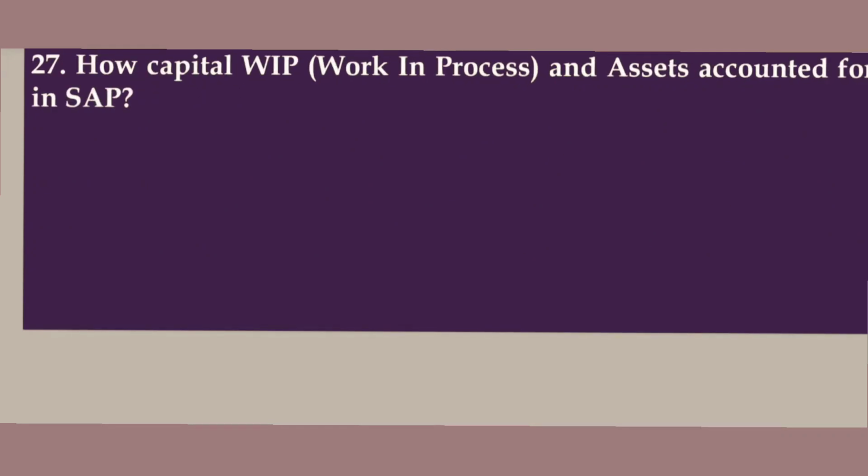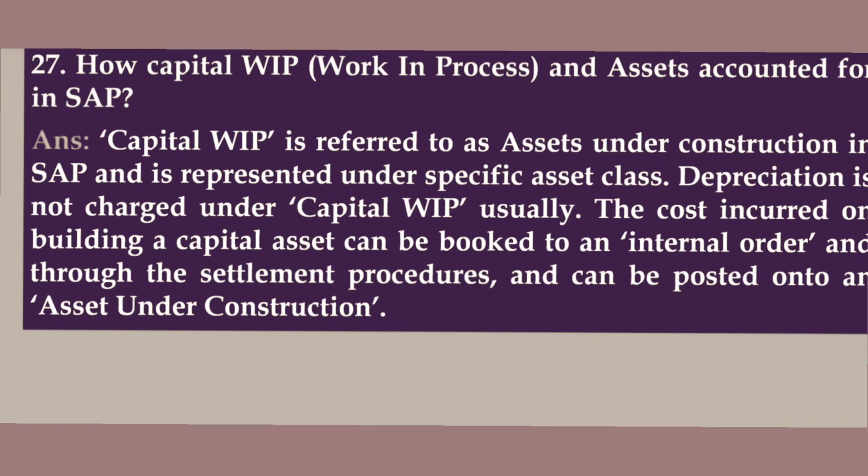How is capital work in progress accounted for in SAP? Capital work in progress is referred to as asset under construction in SAP and is represented under a specific asset class. Depreciation is not charged under capital work in progress usually. The cost incurred on building a capital asset can be booked to an internal order and, through the settlement procedures, can be posted onto an asset under construction.